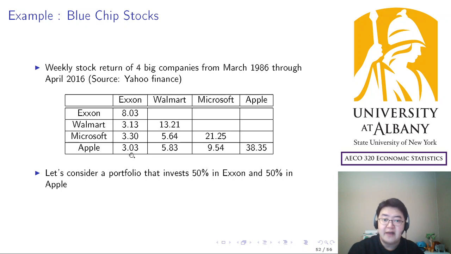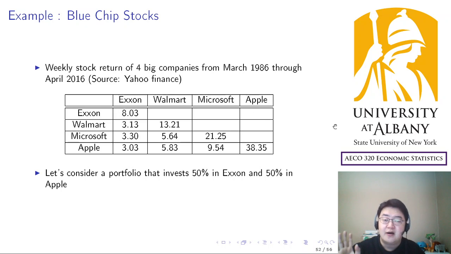So then, by the way, this table is a covariance matrix, a covariance table. The diagonal terms are variances. Exxon has a variance of 8.03, Walmart 13, Microsoft 21, Apple 38. So in terms of variance, Apple is the most risky asset among the four, and Exxon is the most safe. In terms of risk, Apple is the worst and Exxon is the best.